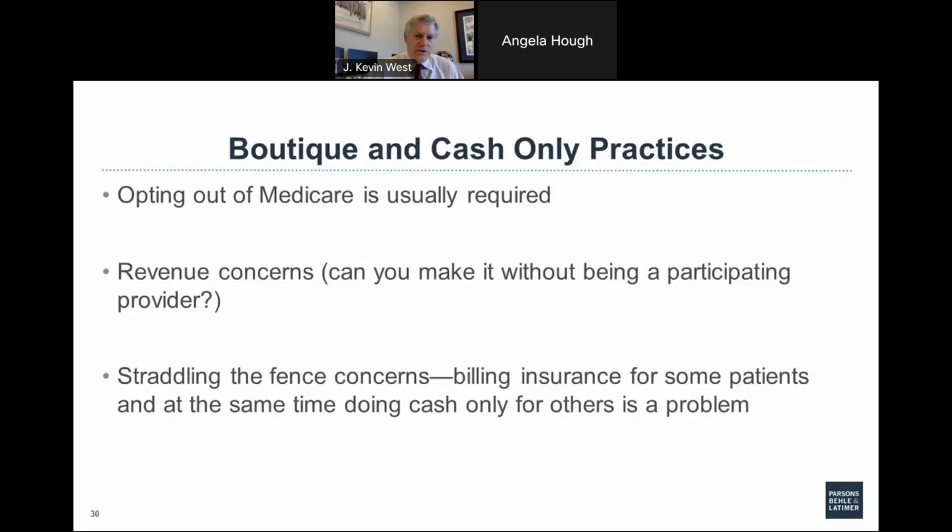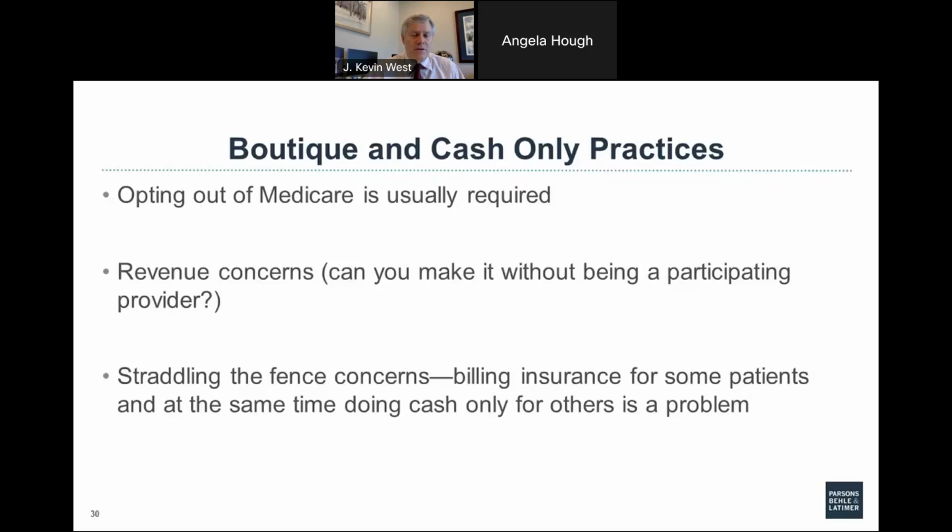And then of course there's just the question, if you don't have the solid insurance payers, are you going to be able to make it just depending on money coming out of the pocket of your patients? And certainly analysis has to be done. Some specialties lend themselves to this, some clearly do not.